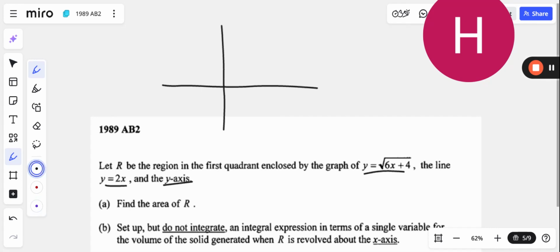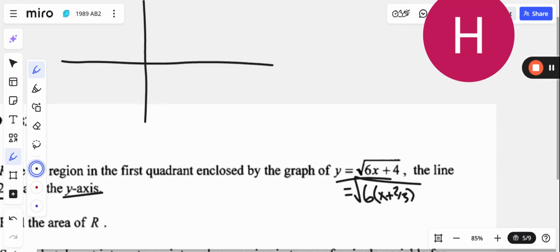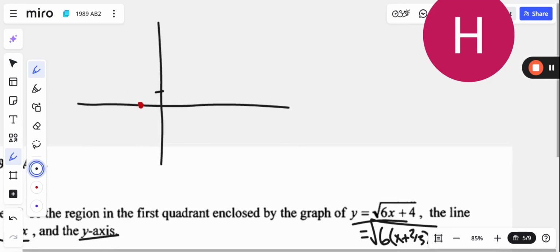Square root of 6x plus 4. You could also think of that as square root of 6 times x plus 4 over 6, or x plus 2/3. And so that's going to give us a point here at negative 2/3. If you plug in 0, you simply get the square root of 4, which is 2. Okay, so something like this.